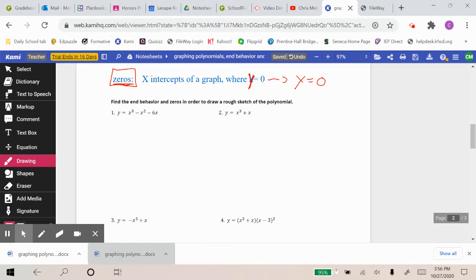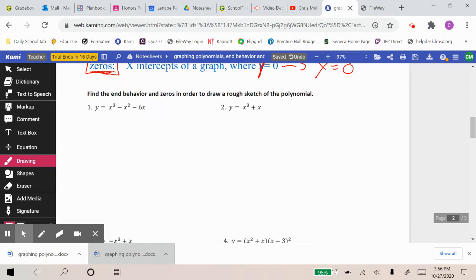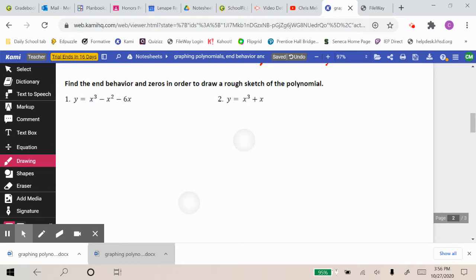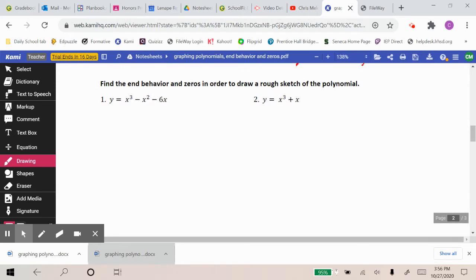All right, I'm going to zoom in here. If I were to do number 1, we're going to get the rough sketch of this. First, to get the end behavior, I see that the degree is 3 and it's a positive x cubed. So this is going to be like an S curve. The end behavior is going to go down to the left, up to the right. Now, to figure out that whole middle portion, we're going to find the zeros of this equation. So we're going to set y equal to 0.